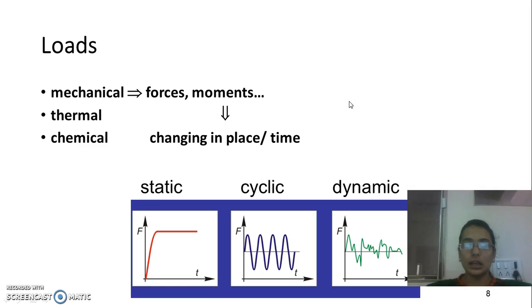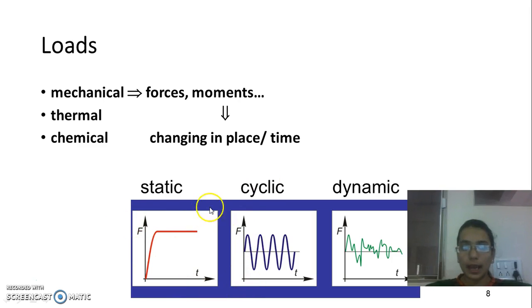So simply, now we are coming to the load. There are basically three types of load: static, cyclic, and dynamic. The mechanical force, related mechanical, thermal, and chemical. Mechanical considers the force and the movement, as well as the thermal, which changes over time. There are three types of graphs shown here. Static is directly increasing to some point and afterwards it remains constant with respect to the force.